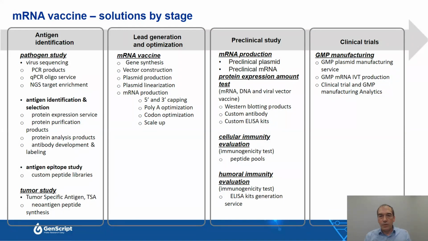For lead generation optimization, we can produce anything from the genes to be synthesized, vector construction, plasmid production, plasmid linearization, mRNA production with all the optimization that is needed, 5' capping, poly-A optimization, codon optimization, scale up as needed. And of course, we can offer similar for the preclinical studies, preclinical plasmid, preclinical mRNA, protein expression evaluation tools, immunity, humoral immunity, cellular immunity, and so on. And then our GenScript Pro Bio division can also support you during your clinical trials and manufacturing with GMP-grade plasmid and GMP-grade mRNA IVT production, as well as required GMP manufacturing analytics.